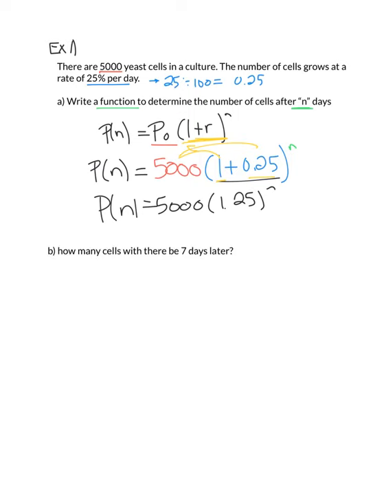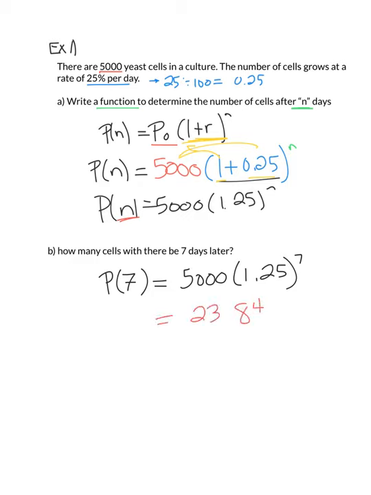The next part of the question says, how many cells will there be 7 days later? So what we're going to do now is take our equation, but instead of n, we get to plug in 7. So P of 7 is equal to 5,000 times 1.25 to the 7. Wherever I see an n in the equation, I'm plugging in 7. Type 5,000 times 1.25 to the power of 7 on your calculator. Depending, you may be able to just type this all in. You may have to do this part first and then multiply by the 5,000. Either way, you need to be able to get an answer of 23,841 cells.